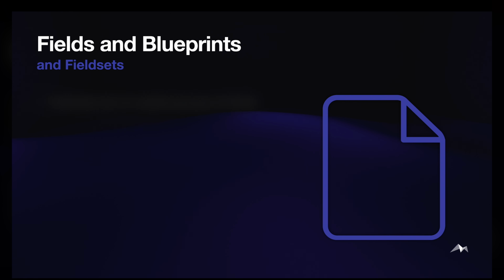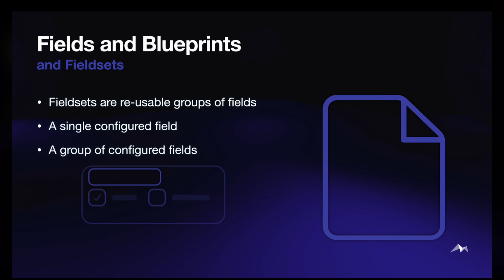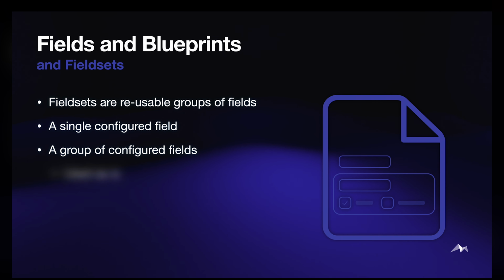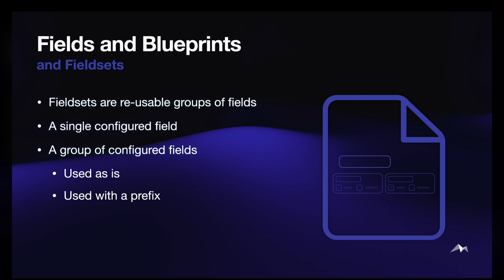We then also have the idea of field sets, and these are reusable groups of individual fields, and they could be as simple as a single field. Maybe it's a text editor that you configure in a specific way, or it could be a little bit more advanced and be a group of fields that get configured in a specific way. You can either use those individually within your blueprints, or you can even reuse field sets with a different prefix so that you can use them in different ways within the same blueprint as well.